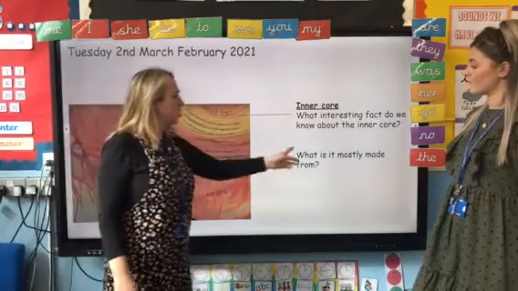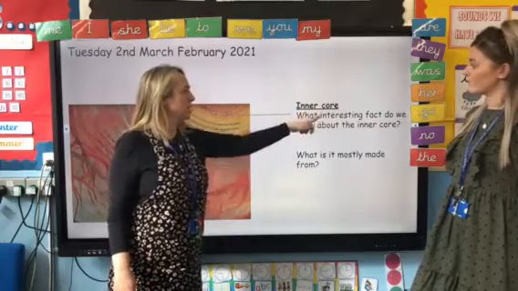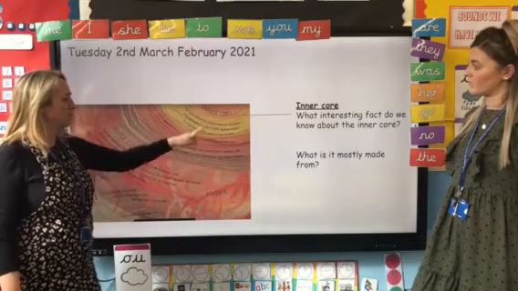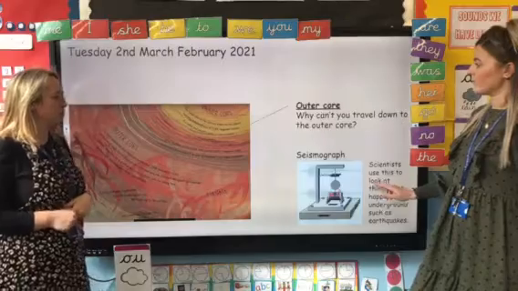Then it says, what is it mostly made from? So we're still talking about the inner core. What is it mostly made from? And you'll find that information written there.